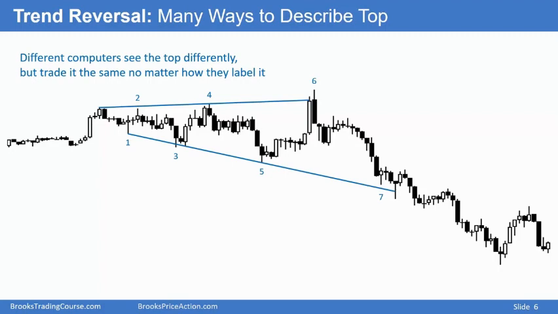Different computers see different things and they label it differently. Some computers are looking for double tops. They see a double top. They see another double top here and here. Maybe they call this a double top, a double bottom bull flag, another double bottom bull flag.